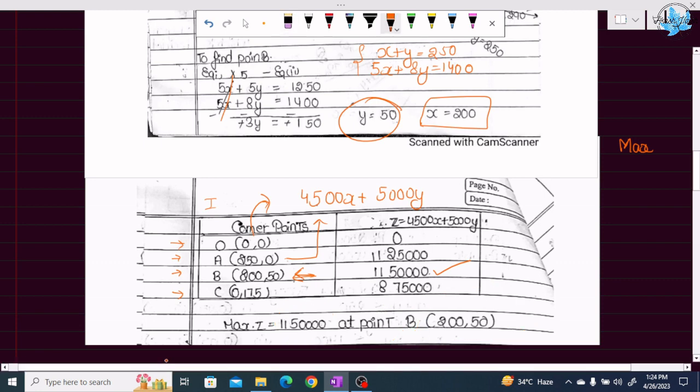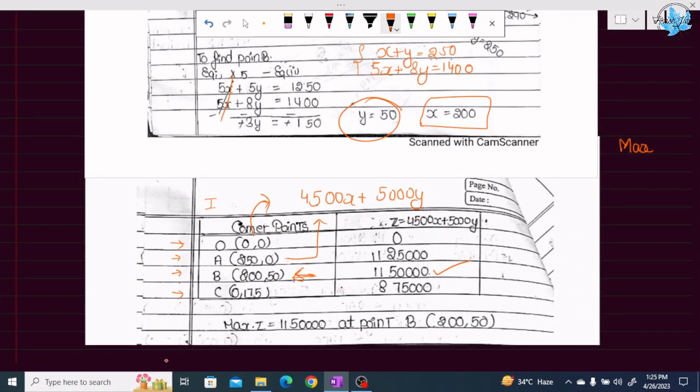What does this B coordinate signify? The B coordinate signifies that when I sell 200 units of the desktop model and 50 units of the portable model, then I will get the maximum profit of 11 lakh 50,000.